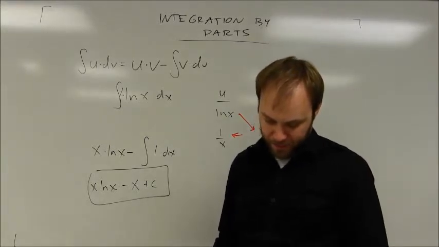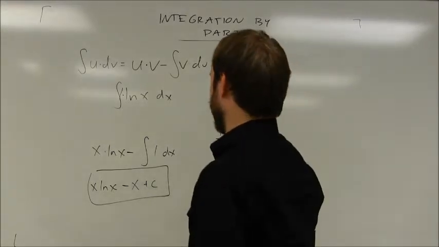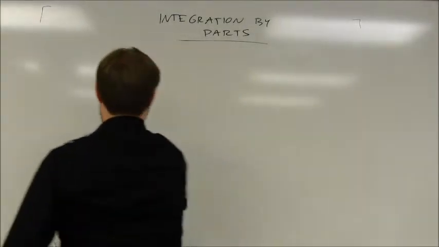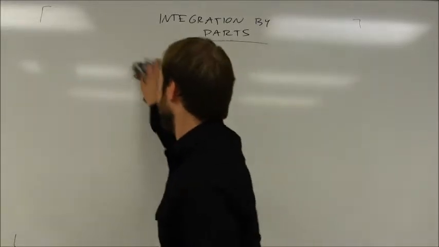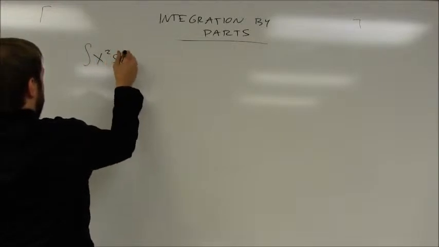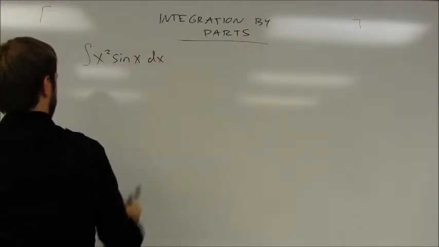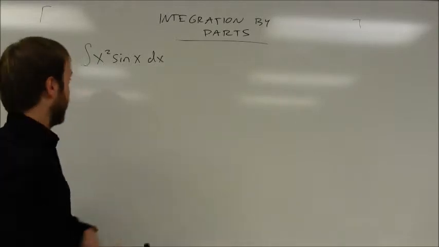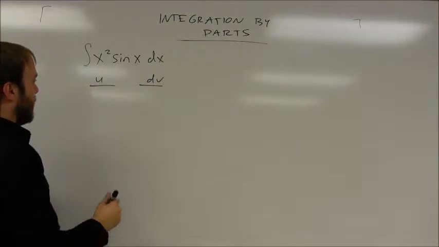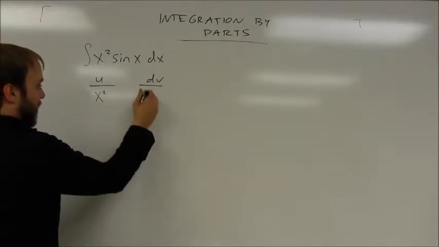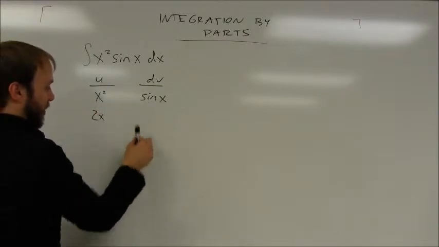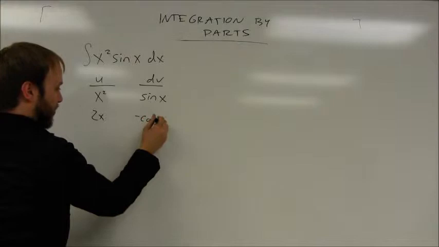Okay, I want to look at a couple more examples here. I want to take the integral of x squared sine of x. A little bit more complicated. What I'm going to do in this example is break this up as u dv, and I'm going to break this up as x squared. I'm going to put my sine of x over here. The derivative of this is going to be 2x. The integral of this is going to be negative cosine of x.